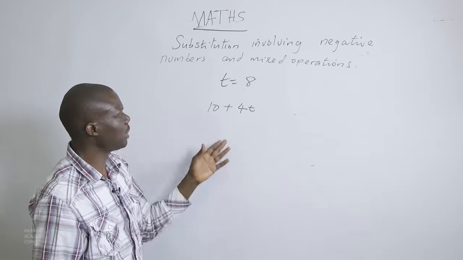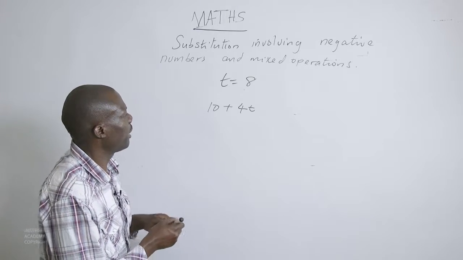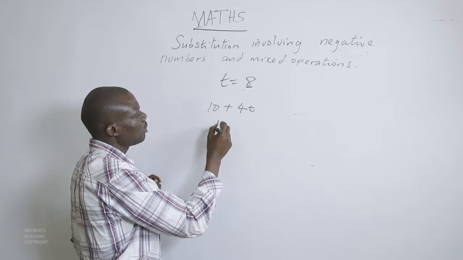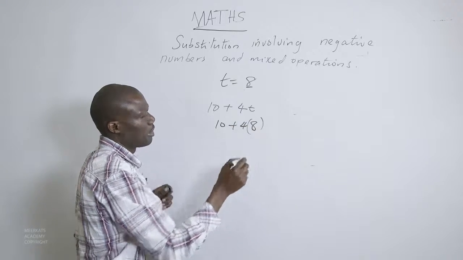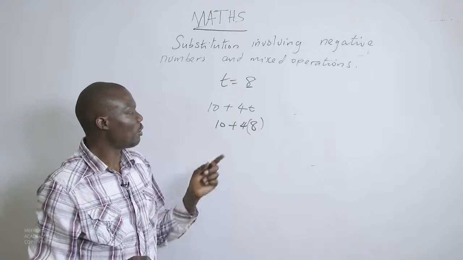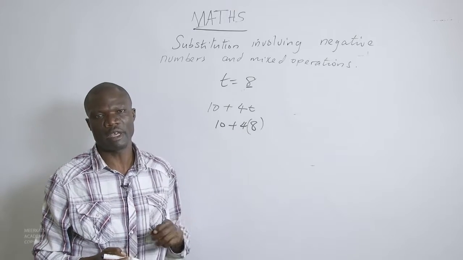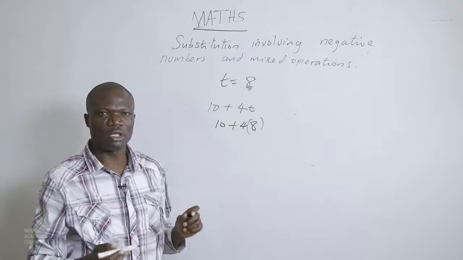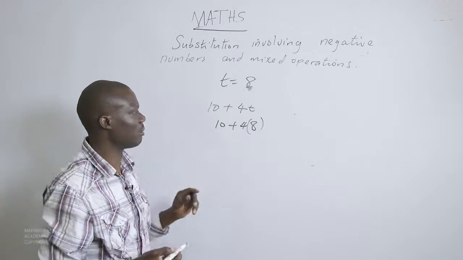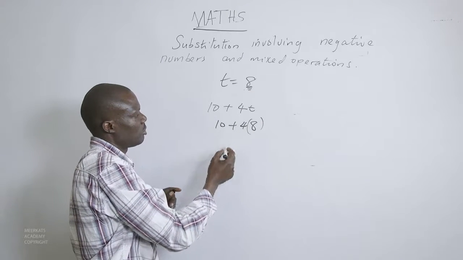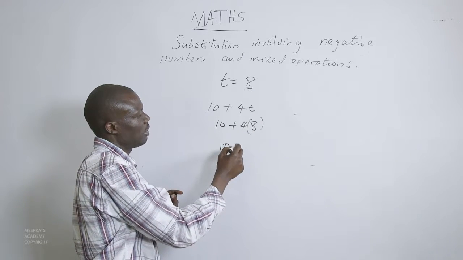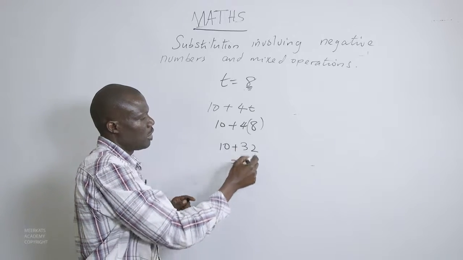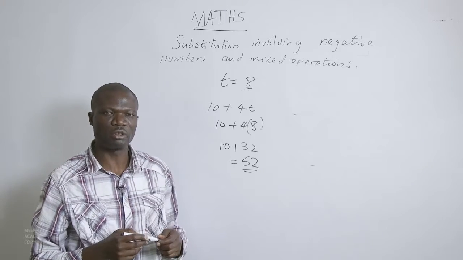Here t is positive, so the substitution means 4 multiplied by 8. Take note that we were substituting positive numbers. 8 is positive, so 10 plus 32 gives us 52. That is when we have a positive number.